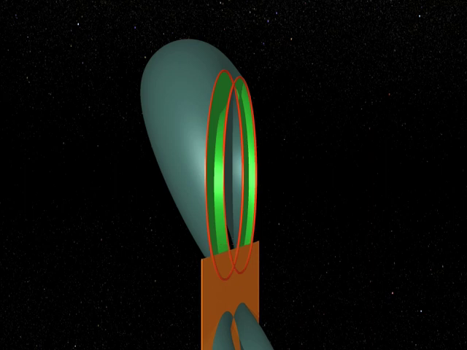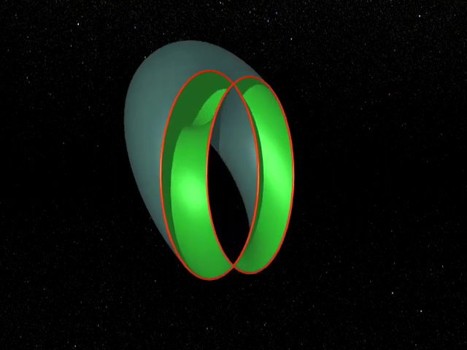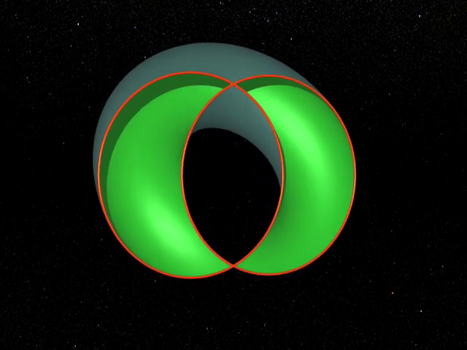Now, look carefully. The plane cuts the torus along two perfect circles. This is Villarceau's theorem. A plane which is bitangent to the torus cuts it along two circles.